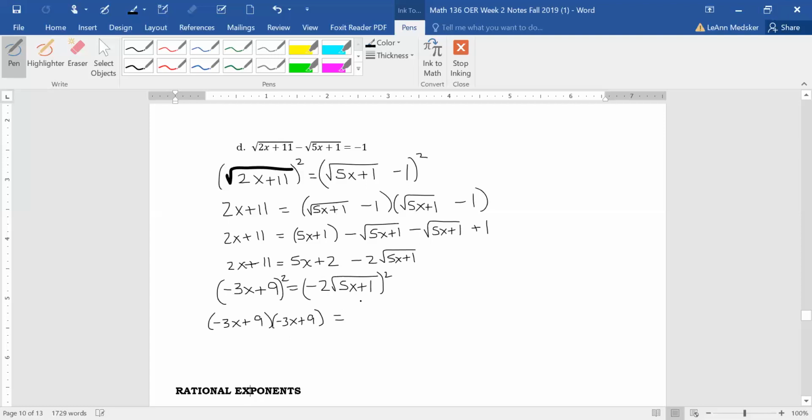On the right side, negative 2 squared would be a 4, and then the square root of a square root is just the inside, so that'd be 5x plus 1. We need to FOIL and distribute everything, so this is negative 3x times negative 3x is 9x squared. I'll get a negative 27x, another negative 27x, a positive 81. I get 20x on the right side plus 4. Combine the like terms on the left.